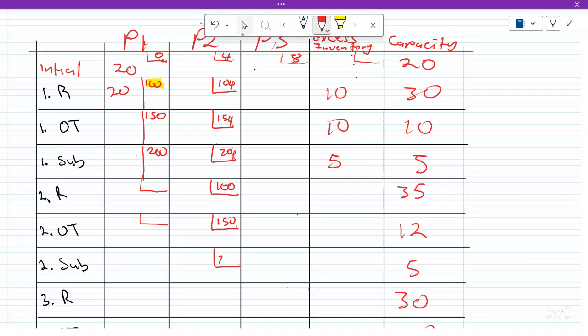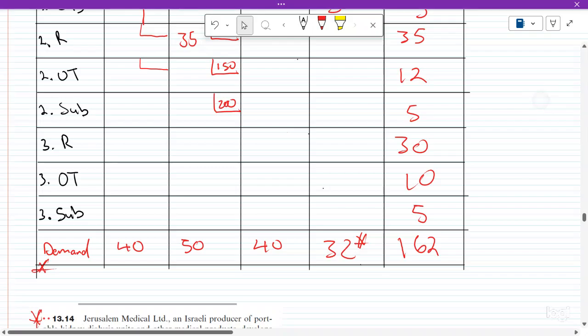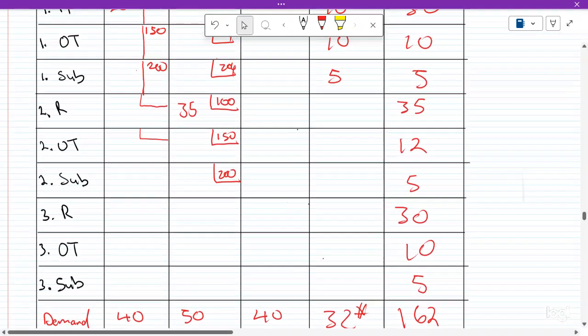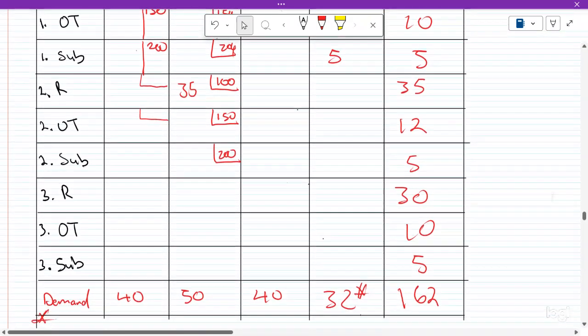Subcontract of 200. The least here is this one. It's 100. We take the 35. But don't rush to take all of it. You need to know how much you are short. We need 50 and we have 35. So we take the entire 35. So we will be remaining with the 0 there.